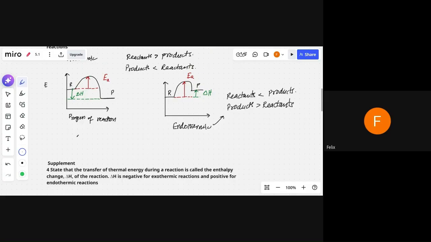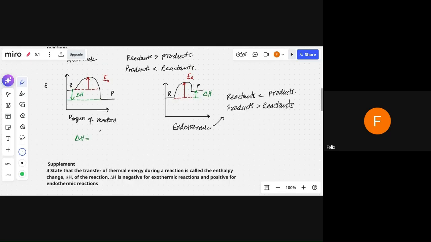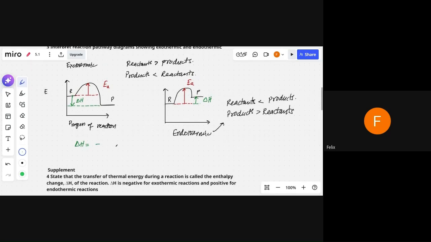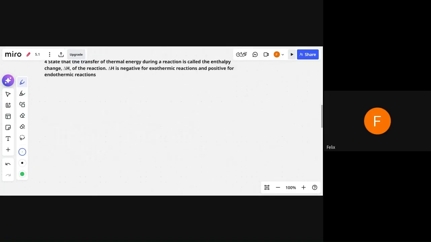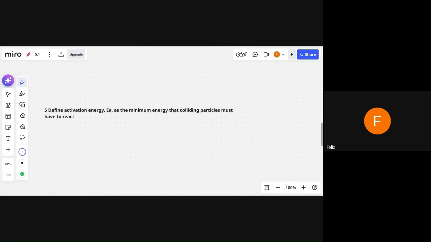So all we need to know is that delta H is negative for exothermic reactions. This negative sign means that the energy is being given out, and delta H for endothermic reactions is going to be a positive value, right? So I think this is clear as well. And now we move on to the next part.